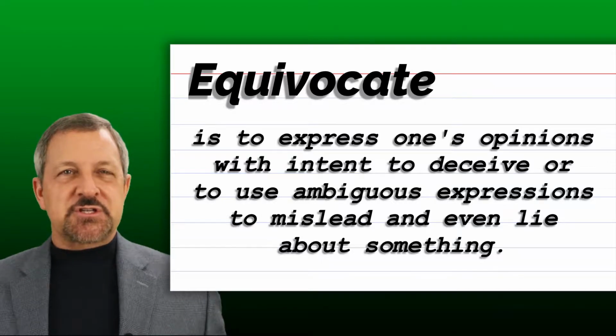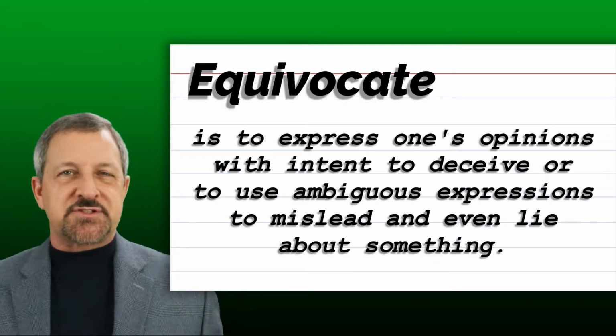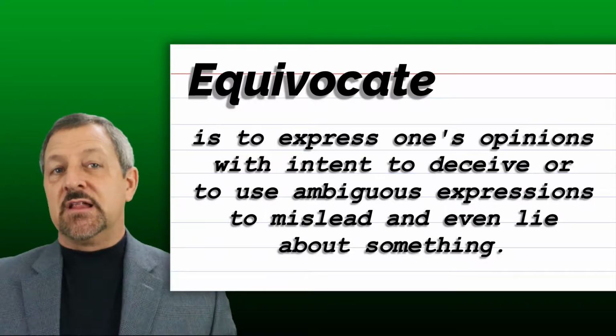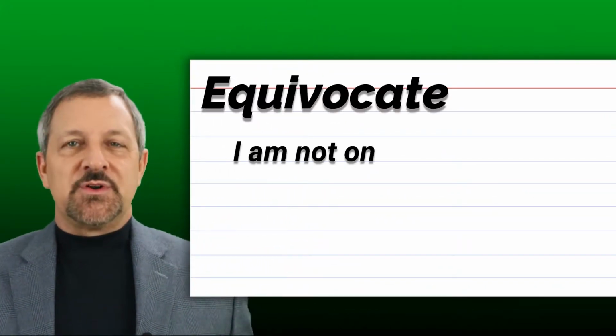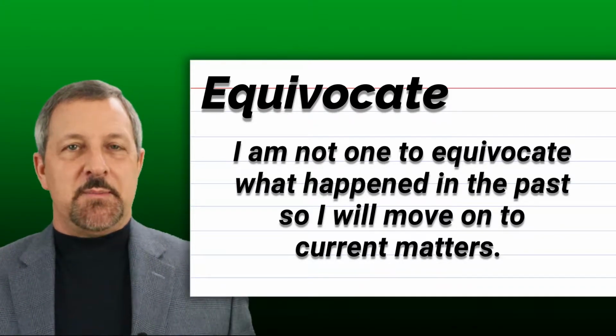The second word is equivocate. Equivocate is to express one's opinions with intent to deceive or to use ambiguous expressions to mislead and even lie about something. When equivocate is used in a sentence, it looks and sounds like this. I am not one to equivocate what happened in the past, so I will move on to current matters.